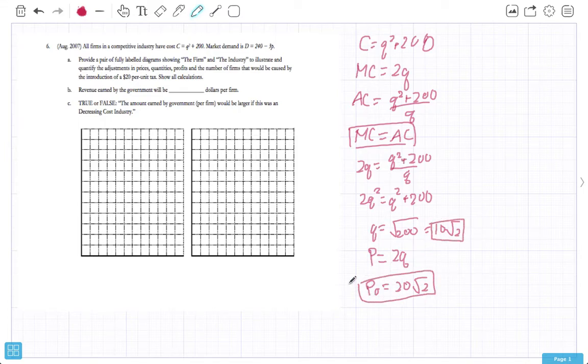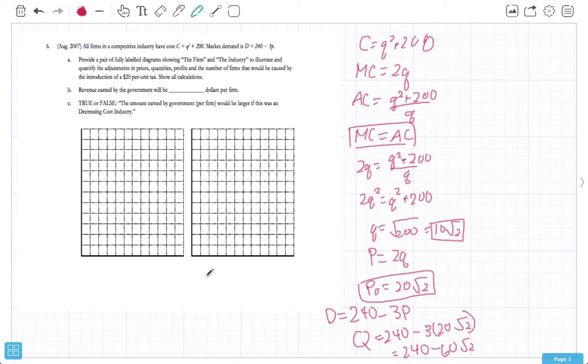And now that you have this, you can just plug this into your demand. So your demand is 240 minus 3P. And then you can find your quantity for the industry by just plugging in the price here. So you would have 240 minus 3 times 20 root 2. It's also a very irrational number, but keep it in this form. So it's just 240 minus 60 root 2.